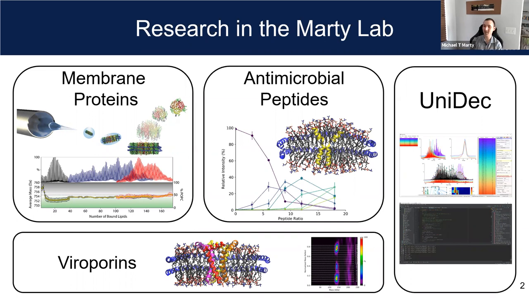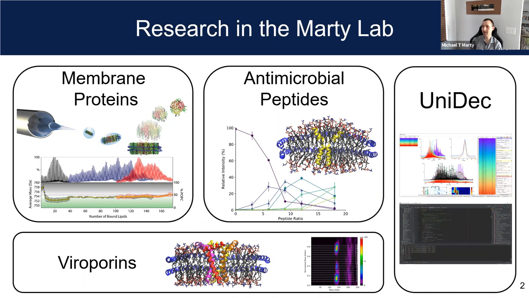Yeah, so when we started the group, we were really interested in trying to understand membrane-protein-lipid interactions and using native mass spectrometry and nanodiscs to do this. And then, as we started to develop this project, we started to realize that some of the techniques we were developing could also be used to study other things. And so we kind of branched out and started to do some work on antimicrobial peptides and looking at how they oligomerize and assemble within membranes.